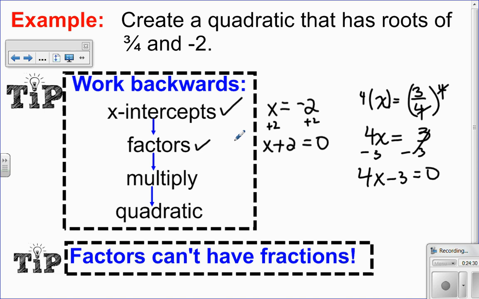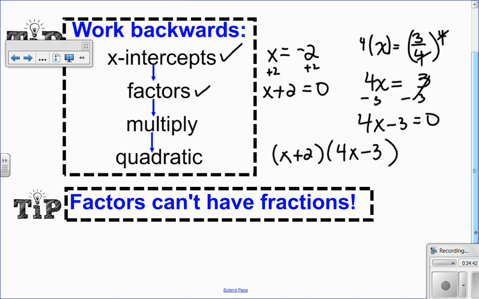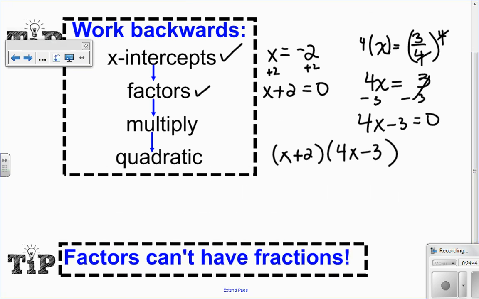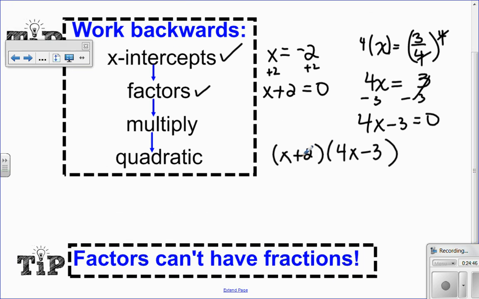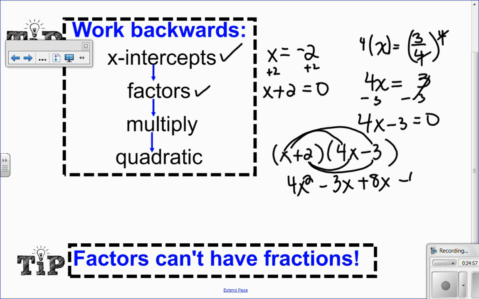Now what I have to do is multiply the factors together. So see, we're just going backwards in this process. And then I'm going to apply the distributive property to figure out what my quadratic is. So let me just give myself a bit more room there. So I have x times 4x, x times negative 3, 2 times x, and 2 times negative 3.